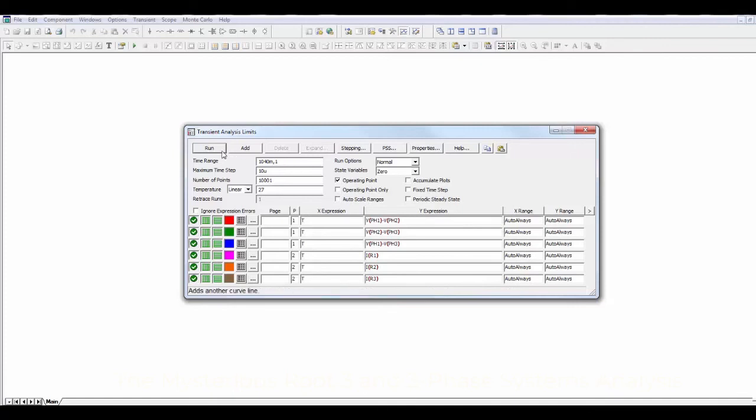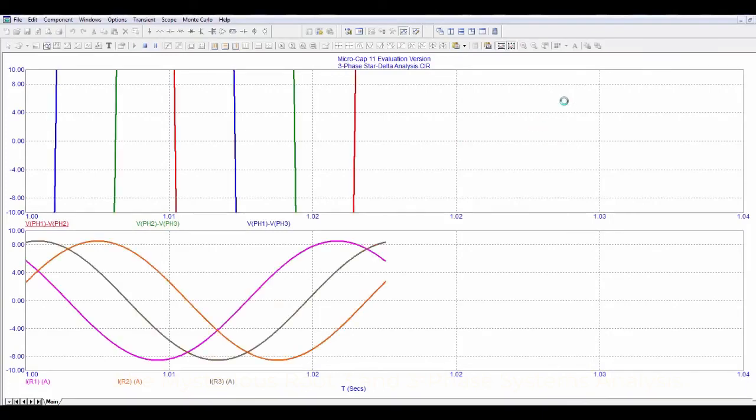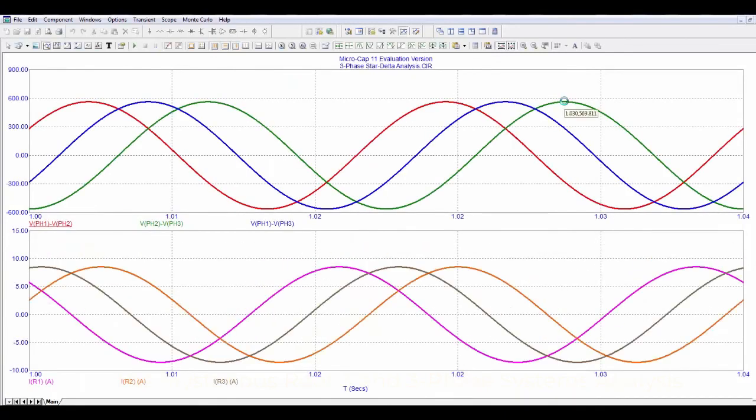Right, let's do a run on this. This might take a few seconds before the plots appear. Okay, waiting patiently. Let's see what comes out. Hopefully soon they're going to appear. Here they are.